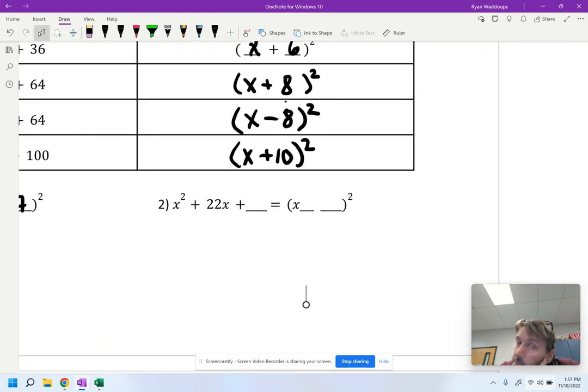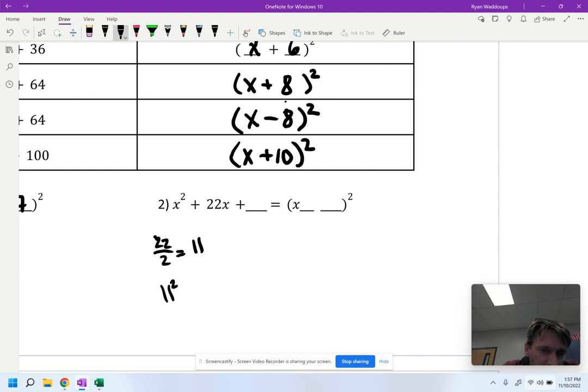Okay, let's try this one over here. x squared plus 22x. 22 divided by 2 is 11, and 11 squared is 121. So this is going to be 121, but in the blanks over here, I'm going to have a plus 11 squared.